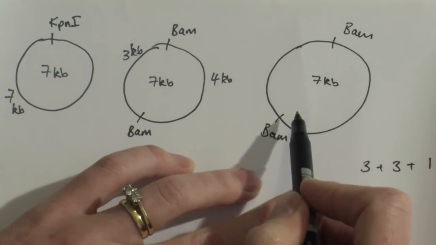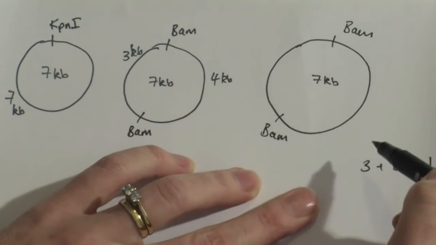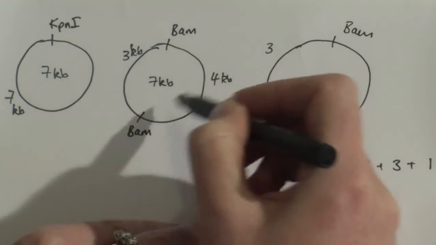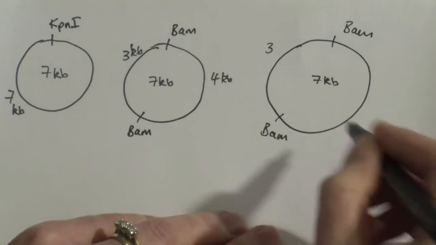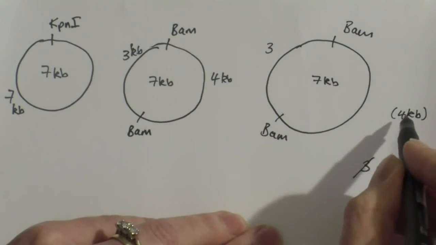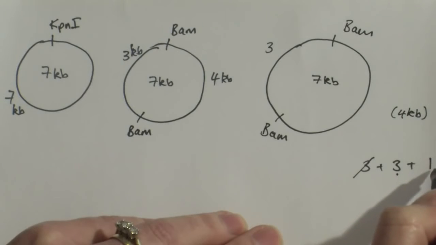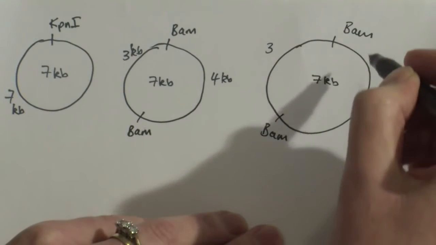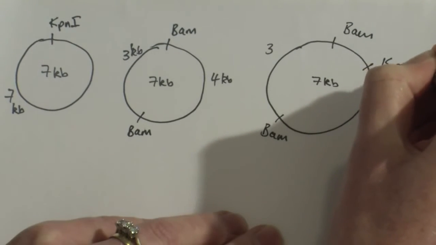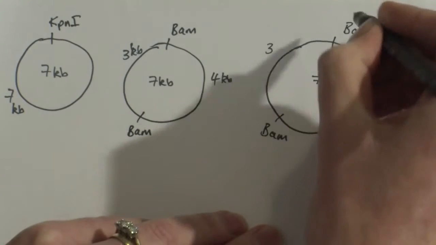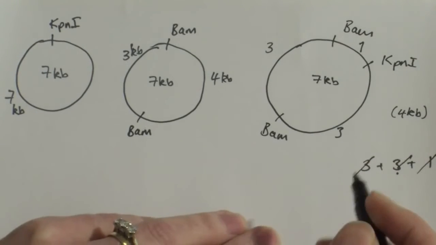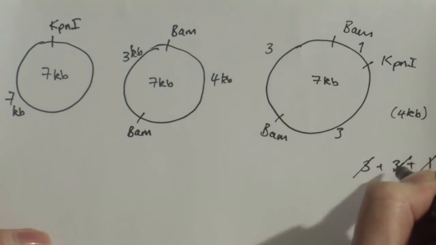So how can I imagine where the KpnI cut to give me these bands? Well, I've already got this 3 kb here, this BamHI to BamHI was 3 kb, so that's one of these taken care of. And what's left over here was 4 kb, and I need to split my 4 kb into a 3 kb and a 1 kb. So I can imagine that my KpnI cuts here, splitting this 4 into a 1 and a 3. And that's all the bands I saw on the gel resolved.